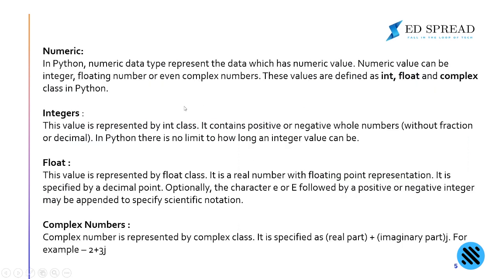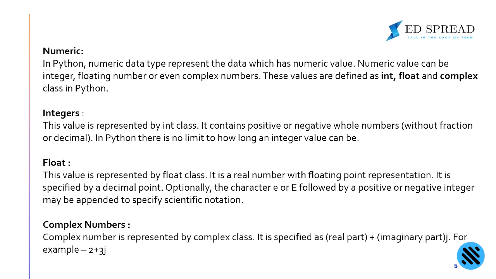So let us see numeric. Numeric data type represents the data which has a numeric value, right? So numeric value can be an integer, a floating number, or even a complex number. Integer is nothing but without a point value, that is nothing but without the decimal part. So examples of numeric integer are 5, 6, -3, -2, even 0, right? So it is an integer.